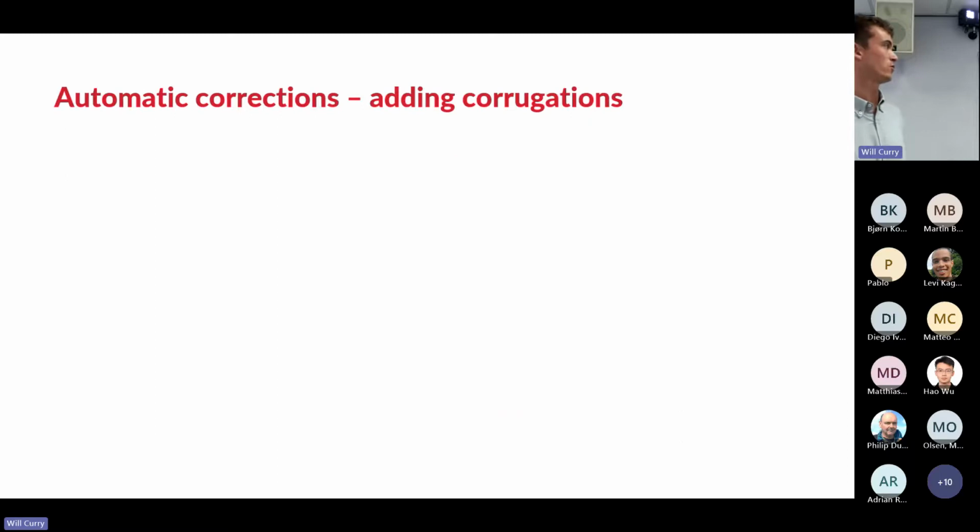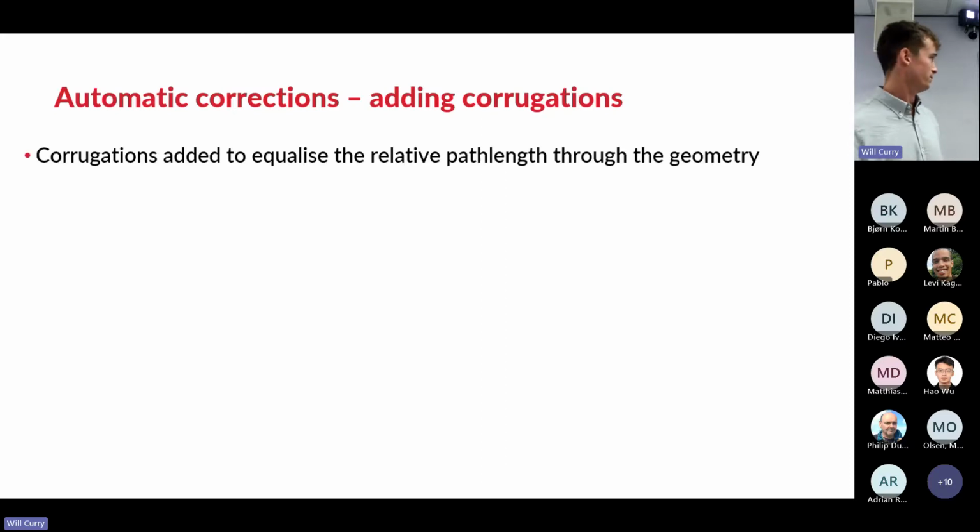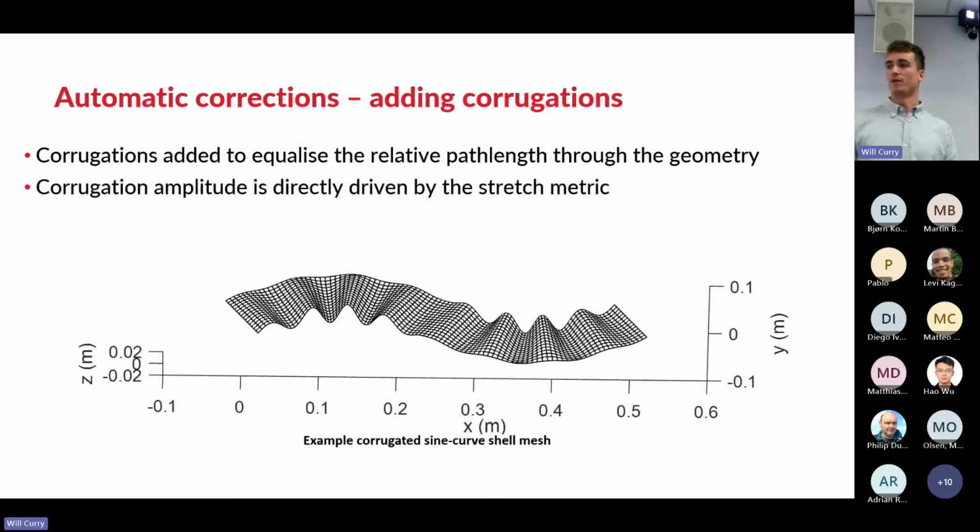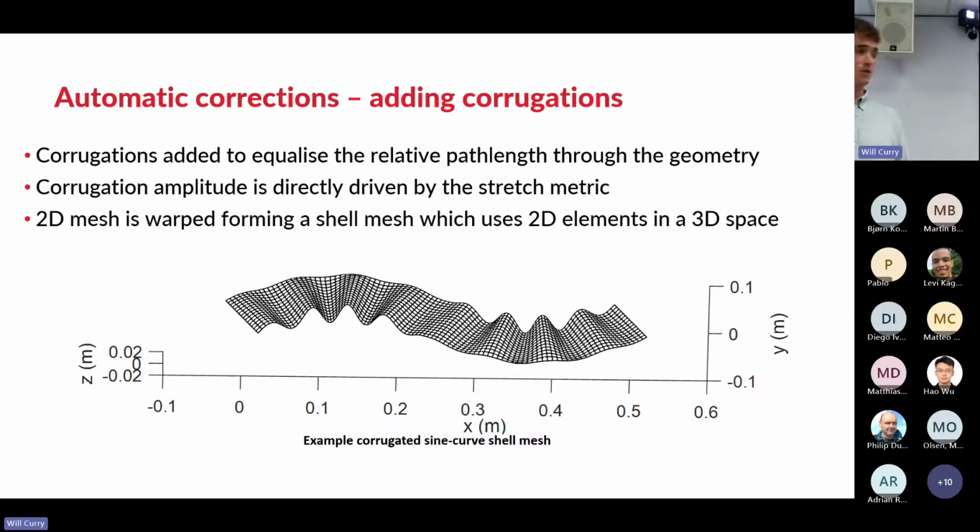So these metrics can be used to automatically correct a waveguide through adding these corrugations. So the corrugations are added to equalise the relative path length through the geometry. The corrugation amplitude is driven directly by the stretch metric. So here's that same mesh, but now it's had these corrugations added to equalise the relative path length. And the 2D mesh is warped, which forms a shell mesh, which uses 2D elements in a 3D space.